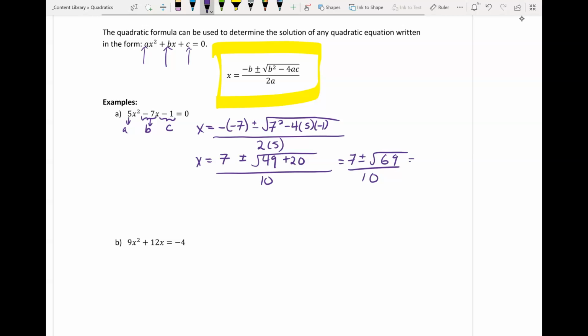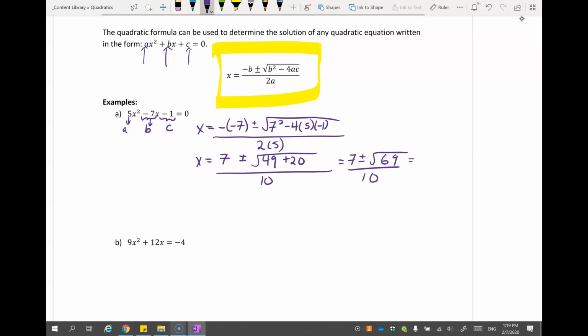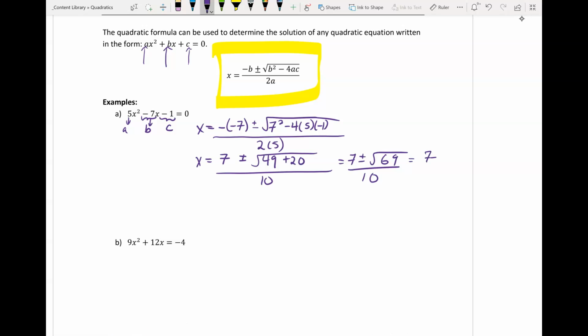So we can actually represent this as a final answer of 2 answers, because we'll do 7 plus the root of 69 over 10, and you'll do 7 minus the root of 69 over 10. And those are our 2 answers. There's 2 answers for x. And then we are done. You could also plug this into your calculator to get a decimal as well. So if you're doing this in the calculator portion of a test, then you could plug it into the calculator to get the decimal. If it's on the non-calculator section, you could just leave it as that.